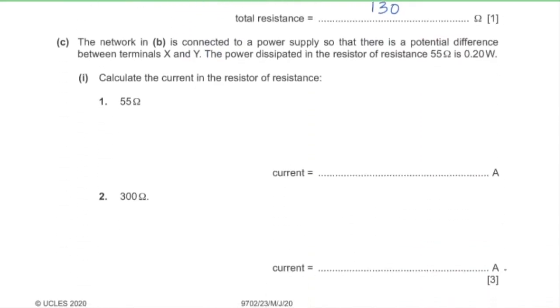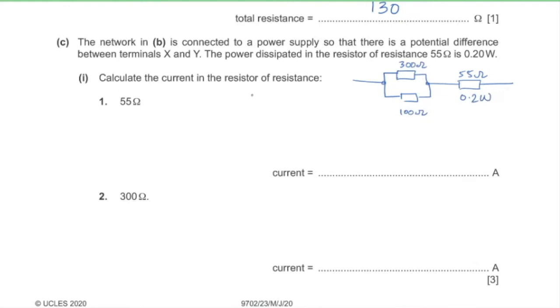Part C, the network in B is connected to a power supply so that there is a potential difference between terminals X and Y. The power dissipated in the resistor of resistance 55 ohms is 0.2 watts. So the diagram would be like this. This is of 55 ohms. This is of 300 ohms. This is of 100 ohms. They're saying that the power dissipated in the 55 ohm resistor is 0.2 watts.